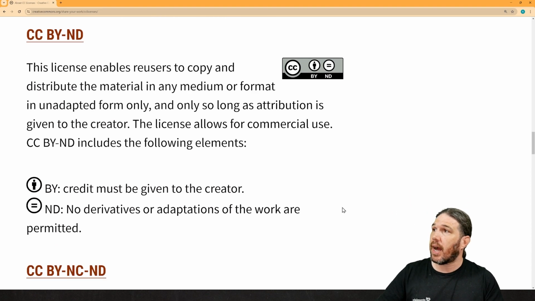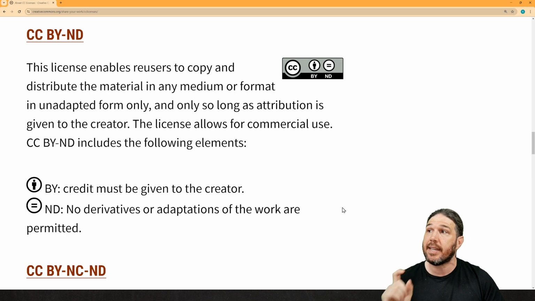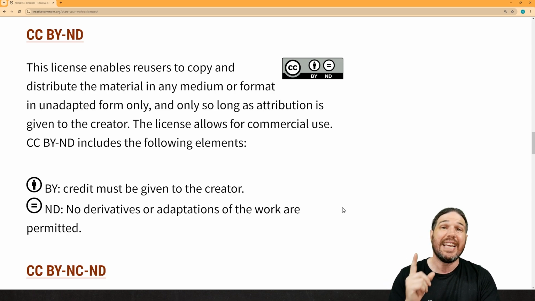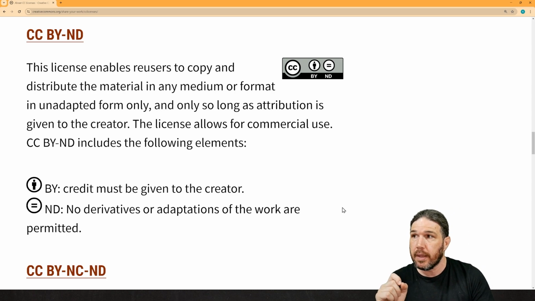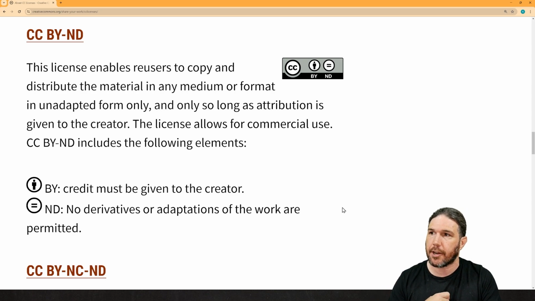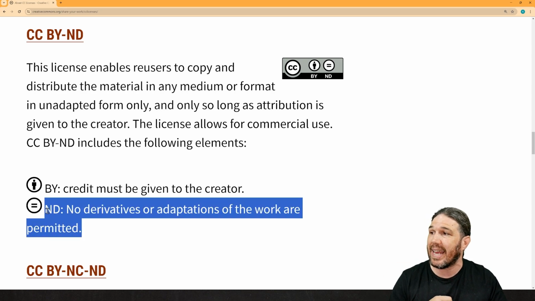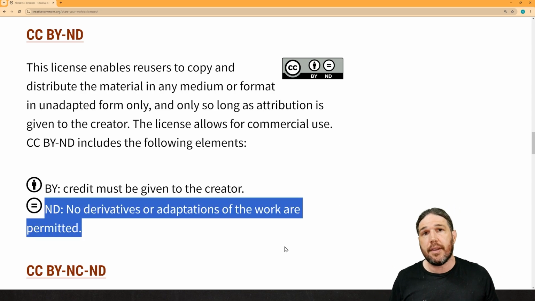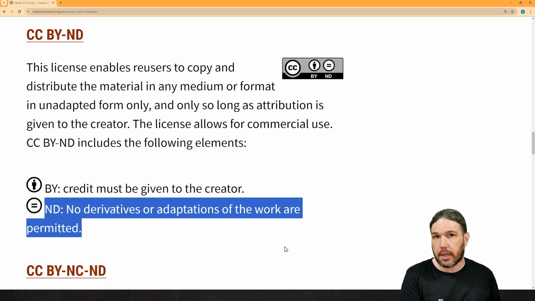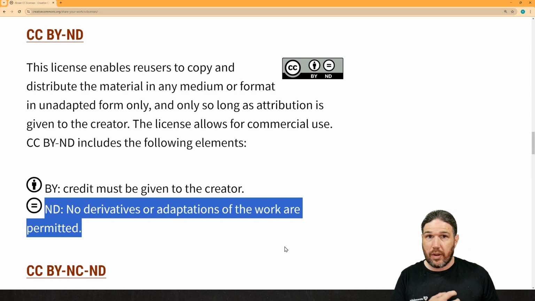Up next, we've got the CC BY ND. ND stands for non-derivative. This license enables reusers to copy and distribute in any medium or format in unadapted form only, and only so long as attribution is given to the creator. This license does allow for commercial use, but most importantly, what ND means is that no derivatives or adaptations of the work are permitted. They can't change your work in any way or remix it or anything like that. If they're going to use your work, they have to use it as is.